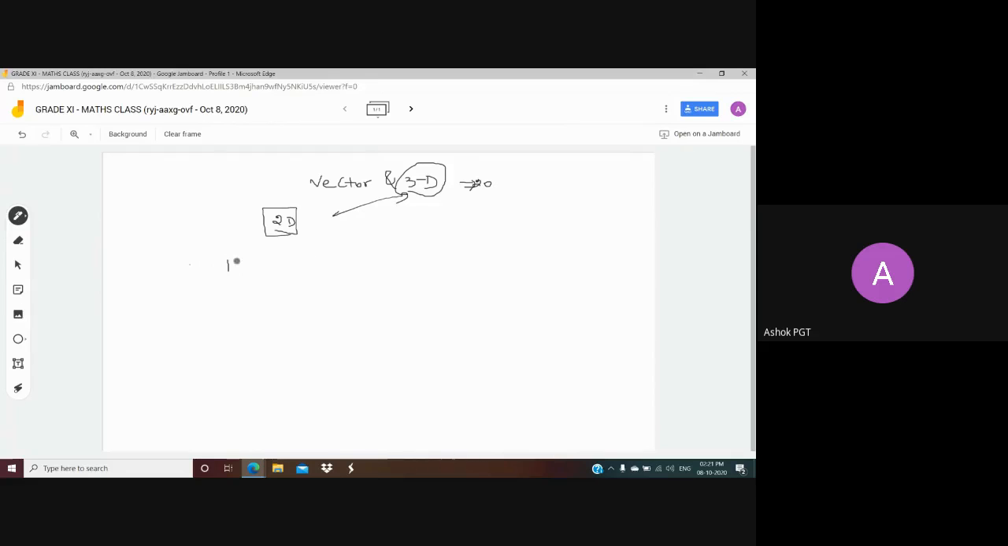Now what we are going to do is find out the distance between parallel lines. Two parallel lines will be given and we are going to calculate the distance between them. For example, two parallel lines are there. Now we are calculating the distance between the two parallel lines.